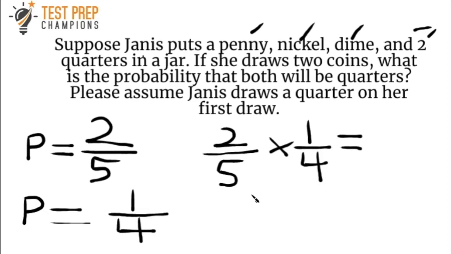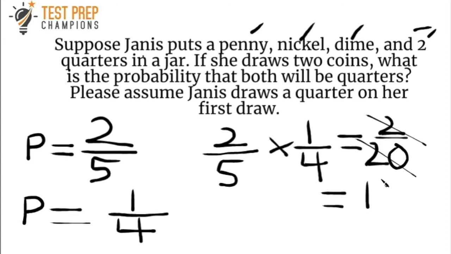But basically, you can put this in your calculator again, or you can just multiply right across here. So 2 times 1 is 2, and 5 times 4 is 20. And this fraction here is not in simplest form. Right, so we've got a 2 up top and a 20 down on the bottom, so let's divide both the top number and the bottom number by 2. 2 divided by 2 equals 1, and 20 divided by 2 equals 10.